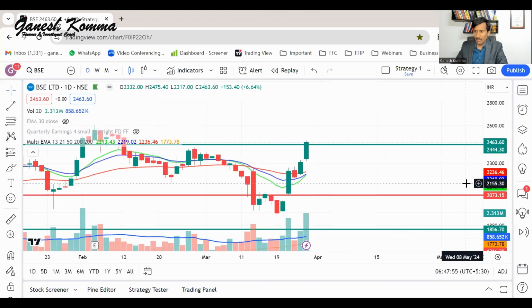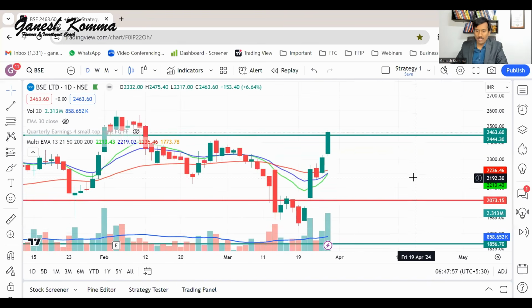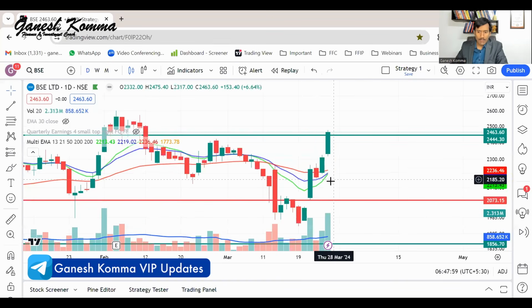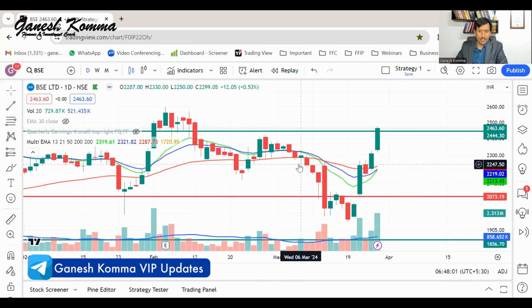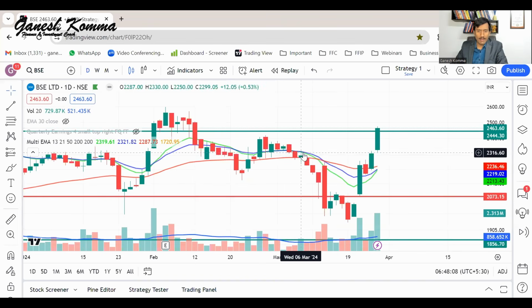So let me zoom it a little bit. In the last couple of days, during this period, we saw the stock moving below EMA 13, EMA 21, or EMA 50. It has started moving down. So as the stock moves below these EMAs, it is having more weakness.